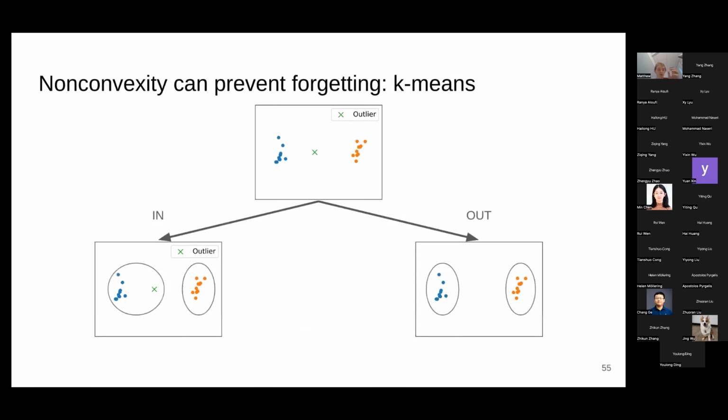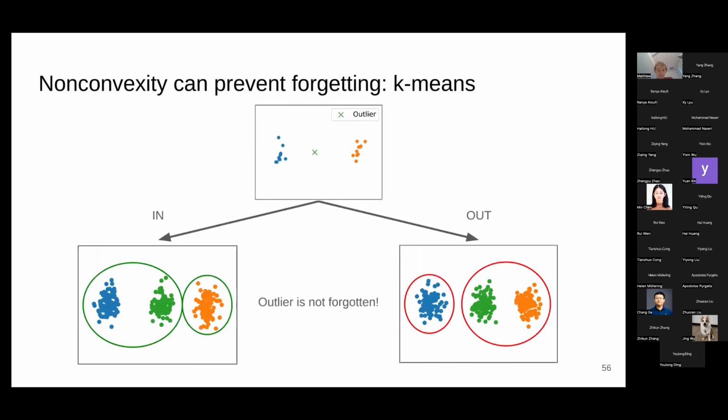And so then what you do, to see if forgetting happens, is remove all of this original data set, and then add new data samples from each of the 3 clusters. And what you can see is that if you start with the initialization that was learned from the original data set, then the outlier doesn't get forgotten. So the decision made by this outlier, whether it was in or not, will persist through the course of training, even if you sample new data randomly from this distribution.